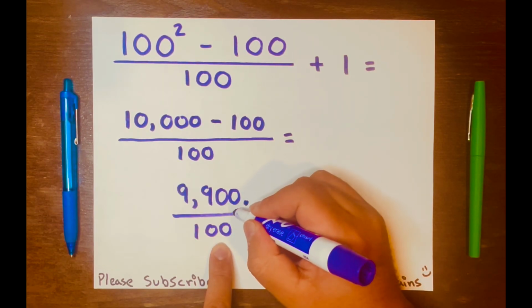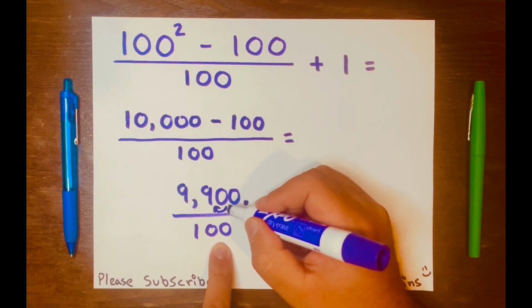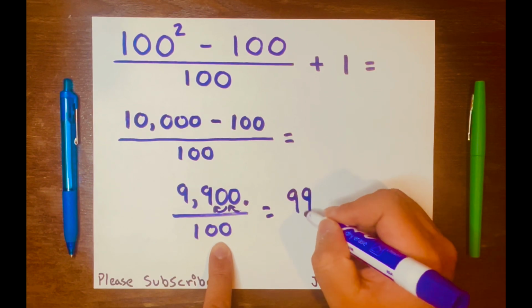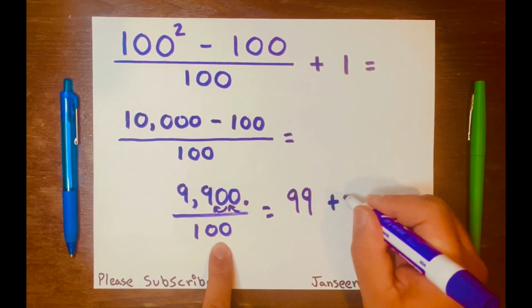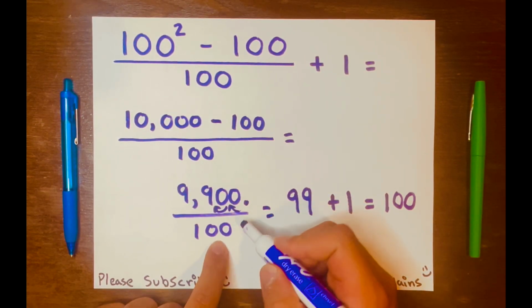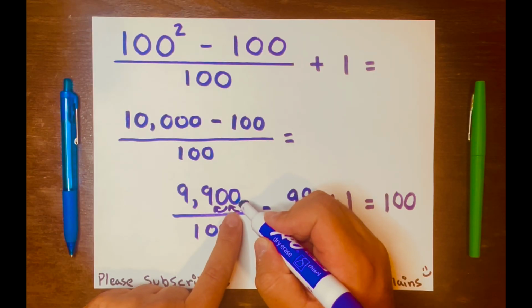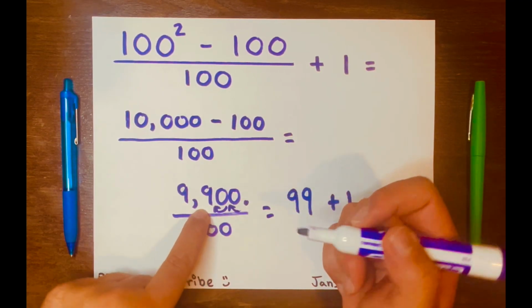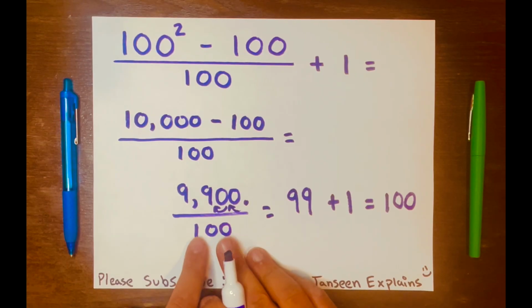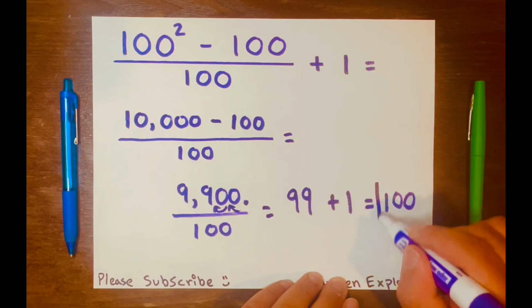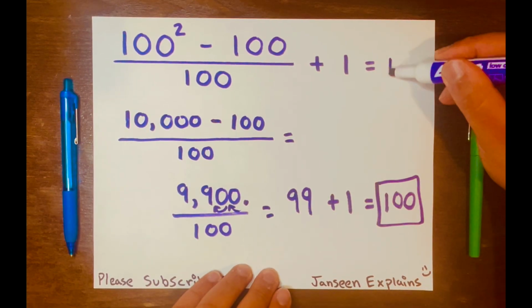So it'd be 1 and 2. So the answer will be 99 plus 1, which equals 100. And if we have 1,000, you just move the decimal point to the left 3 spaces. So 1 space, 2 spaces, 3 spaces, so it'll be 9.9 as your answer. But because we're dividing by 100, we got 99 plus 1 equals 100. So your answer is 100.